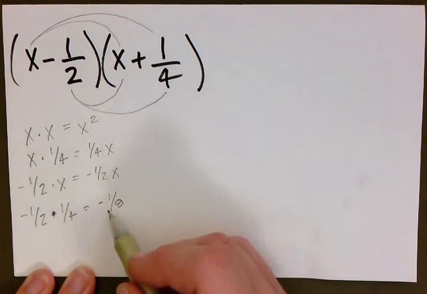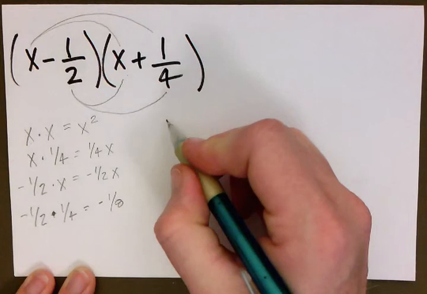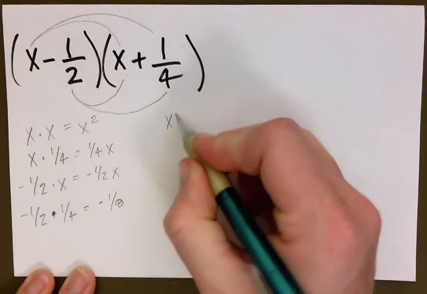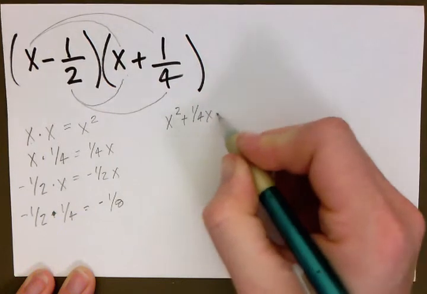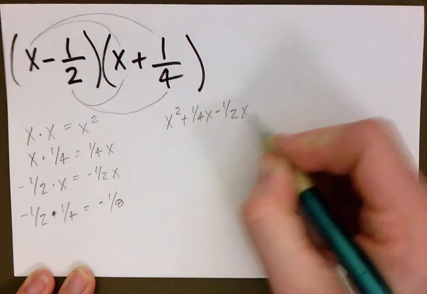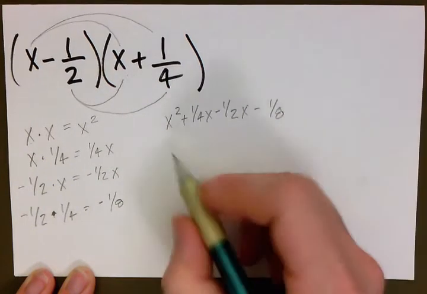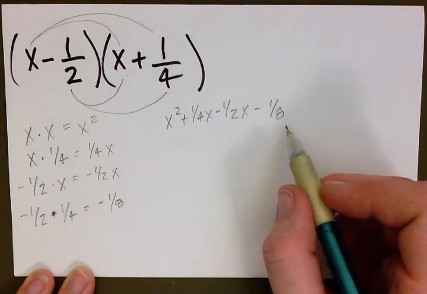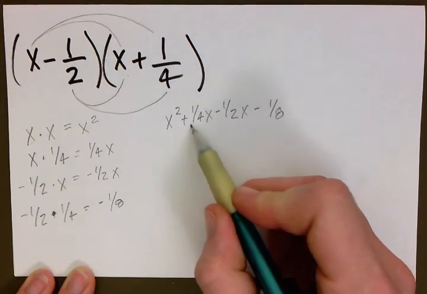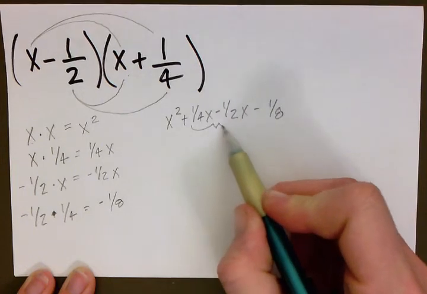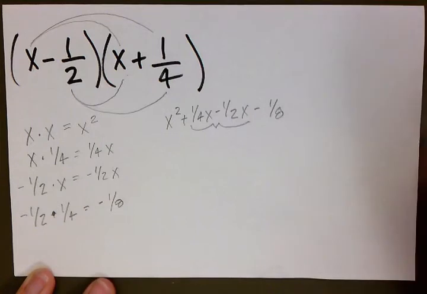All right, now that we have all of this in a row, let's go ahead and put it together horizontally. So we have x squared plus 1/4 x minus 1/2 x minus 1/8. Now we have a long string. And what we want to do now is look for common terms, and it looks like we do. We've got this 1/4 x minus 1/2 x. So let's go ahead and do that over here.